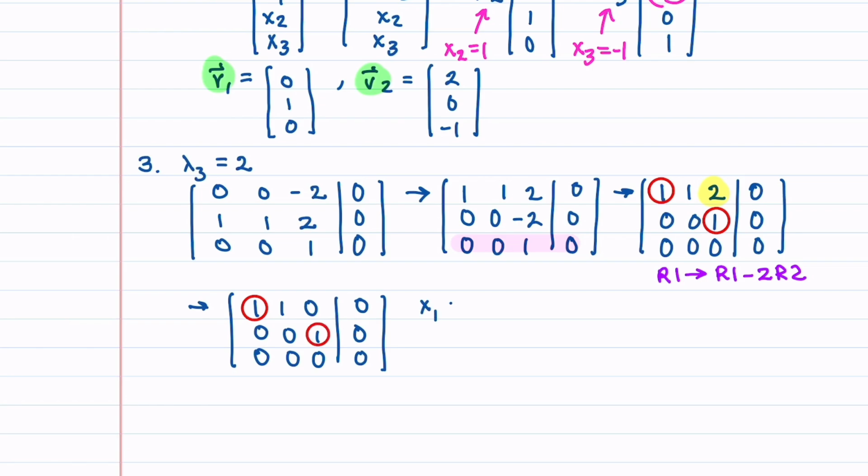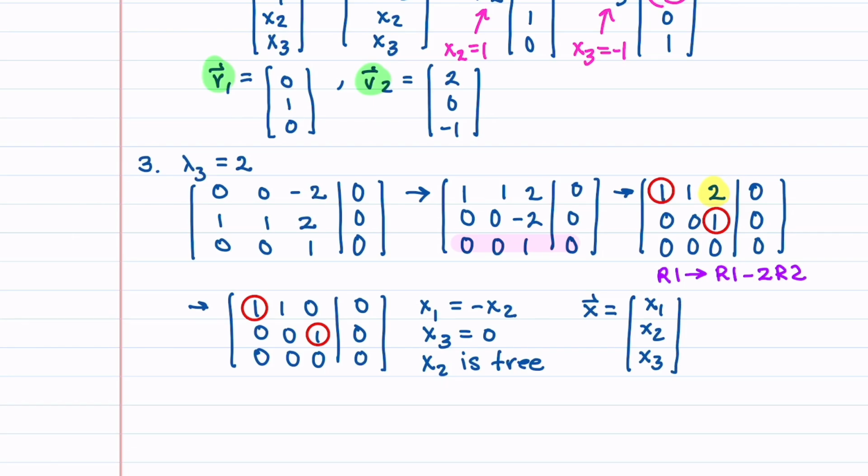Our x1 is equal to -x2, and then our x3 is equal to 0. And let's write that x2 is our free variable. Because we have one free variable, we're going to get one vector in our eigenspace corresponding to lambda 3 equal to 2. Our vector, x, is going to be x1, x2, x3.